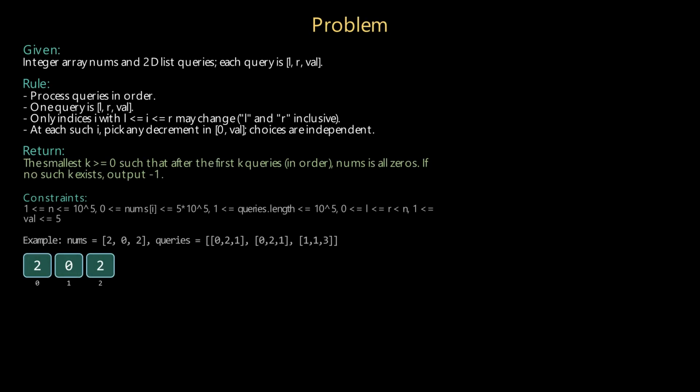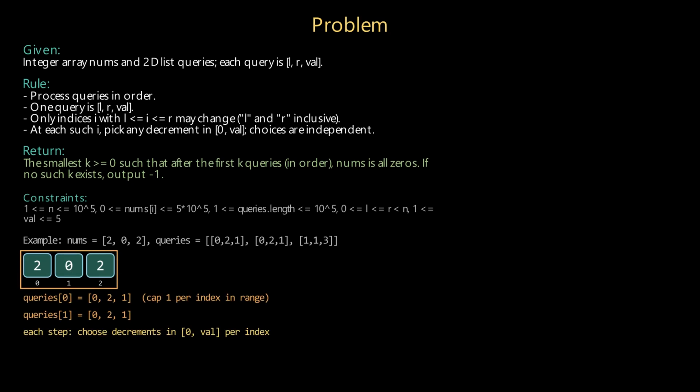You are given nums and queries. Each query is a triple: left L, right R, and a cap val. Process queries in order. For each query, each index from L through R may be decreased by any amount from 0 up to val, chosen independently at each index. The answer is the smallest non-negative k such that after applying only the first k queries, every entry of nums is 0. If that cannot happen, the answer is -1.